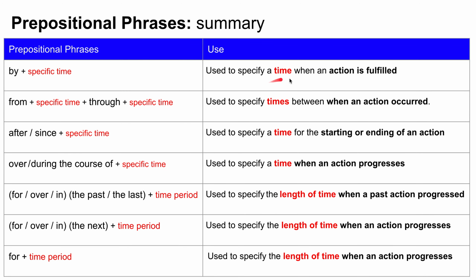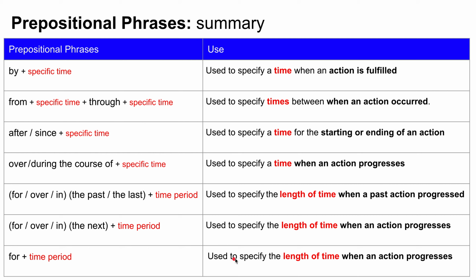We use by to specify a time when an action is fulfilled. We use from plus a specific time through a specific time to specify times between when an action occurred. After and since are used to specify the starting or ending of an action. Over, during the course of a specific time, is used to specify a time when an action progresses. For, over, in the past, the last plus the time period is used to specify the length of time when a past action progressed. For, over, in the next plus the time period is used to specify the length of time when an action progresses, and for to plus a time period.